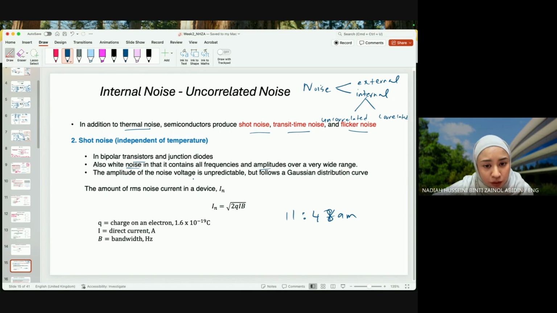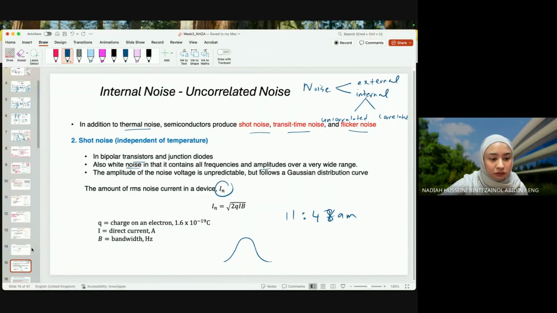The amplitude of the noise voltage is unpredictable but follows a Gaussian distribution curve. I don't know if you know what a Gaussian distribution curve is, but I think you've learned this in signal processing class. It's just like a peak that is very cute. So that is a Gaussian distribution curve. The amount of RMS noise current in a device for shot noise is given in current. So IN is the square root of 2QIB. Q is the charge on an electron, I is direct current in amperes, and B is bandwidth. So this is your equation for RMS noise current for shot noise.